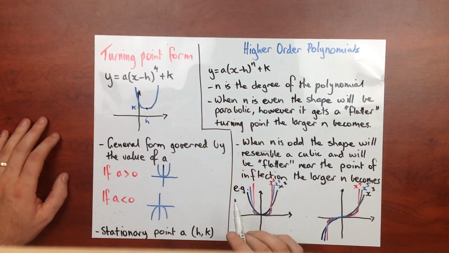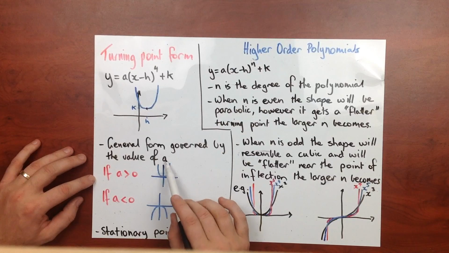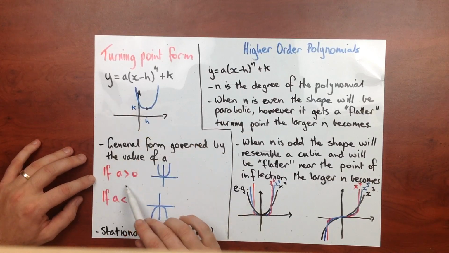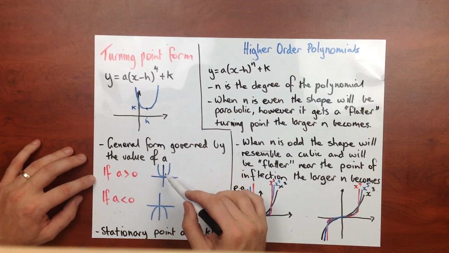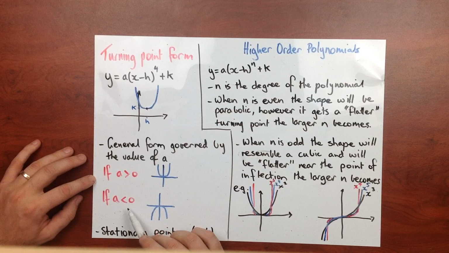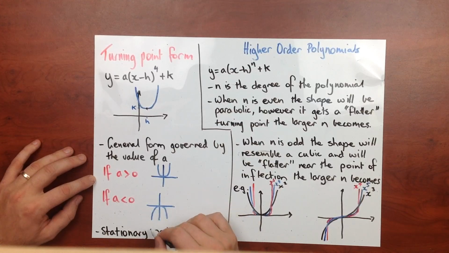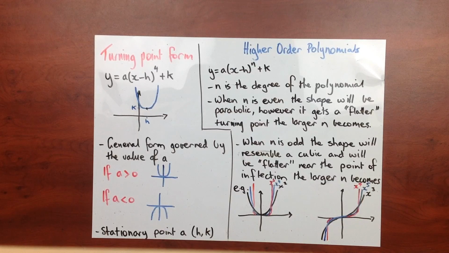For all of those forms that we saw, the shape is governed by the value of a. If a is positive, bigger than 0, it's going to be starting up, so it'll be coming down from both sides, if you like. If a is less than 0, so it's negative, then it's going to be up the other way. We'll see more about transformations in sections a bit later on. And again, we've got this stationary point there at (h, k). Remember, you need to change your sign.